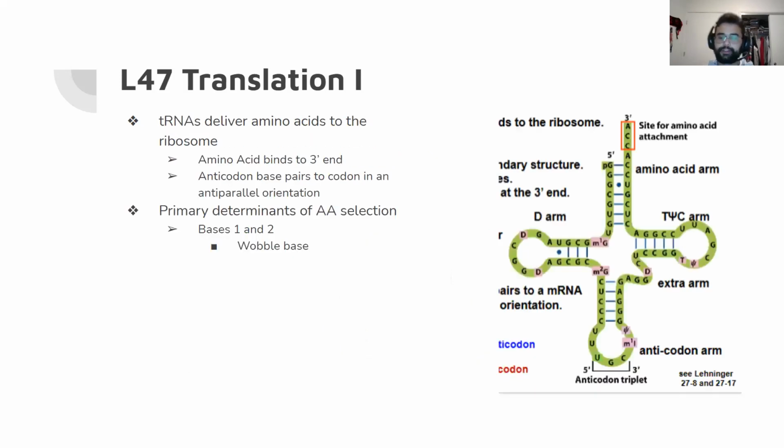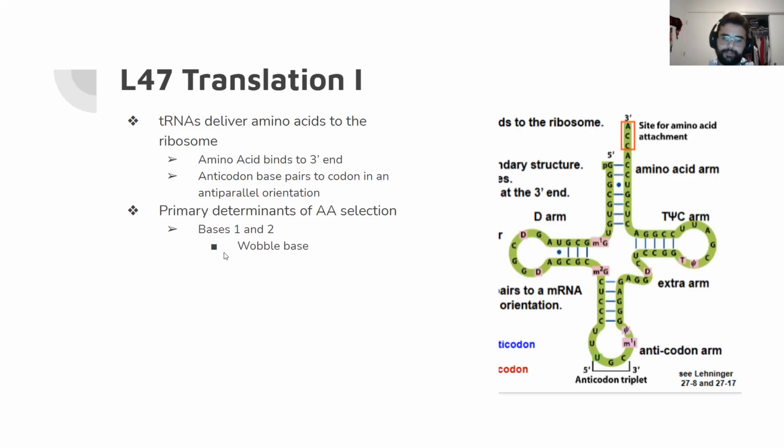So our tRNA is our best friend for translation. They're the ones that are going to be delivering the amino acids to the ribosome. The amino acids are going to be bound to the 3' end of our tRNA. And we have this anticodon triplet, which is going to base pair with a codon in an anti-parallel orientation.